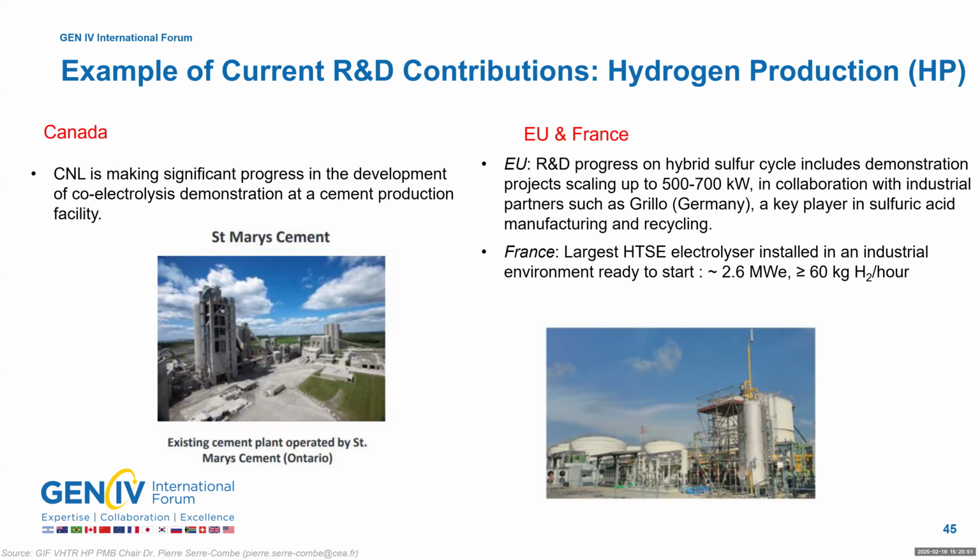In France, the largest high temperature steam electrolysis electrolyzer installed in an industrial environment is ready to start. The capacity there is 60 kilograms of hydrogen per hour, a 2.6 megawatt electric facility. The picture is shown here at the bottom right. So again, good progress there in terms of looking at hydrogen and other processes for high quality heat.